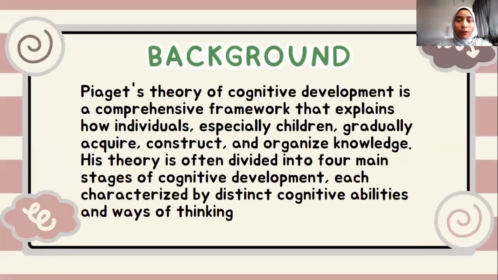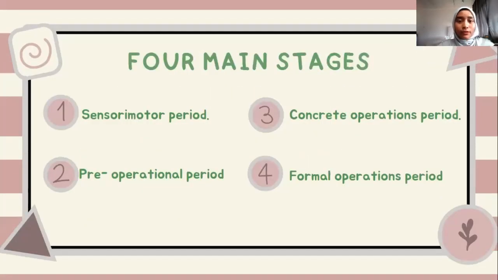Before we go deeper, I would like to explain a little bit about the background of Piaget's theory. Piaget's theory of cognitive development is a comprehensive framework that explains how individuals, especially children, gradually acquire, construct, and organize knowledge. This theory is often divided into 4 main stages of cognitive development, each characterized by distinct cognitive abilities and ways of thinking. What are the 4 stages highlighted from Piaget's theory?